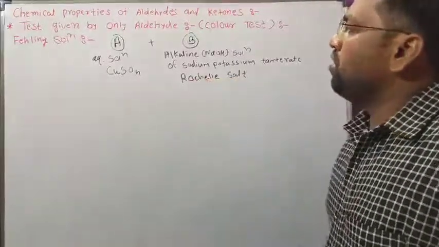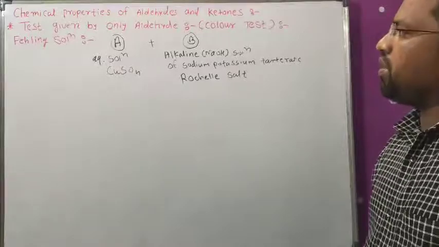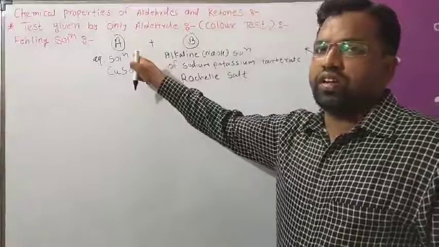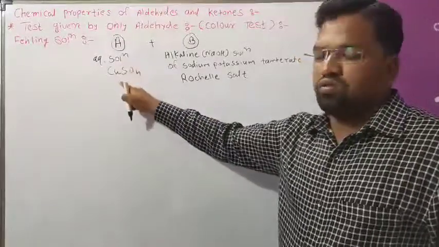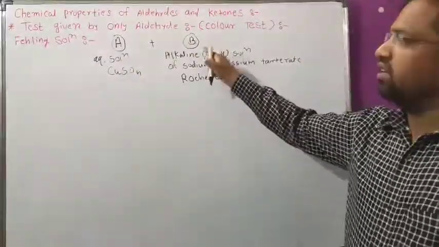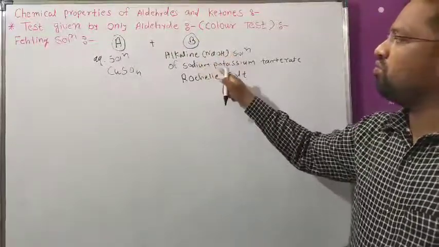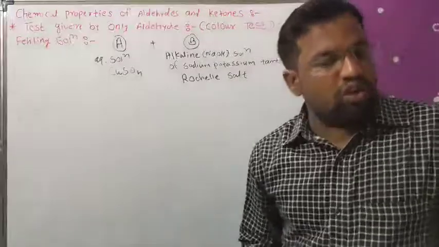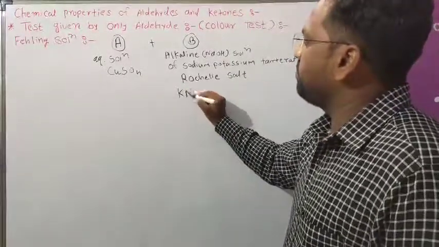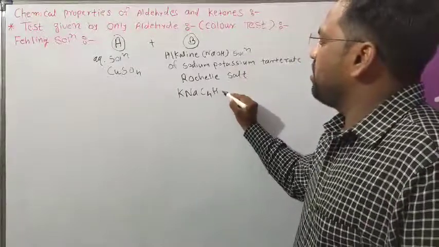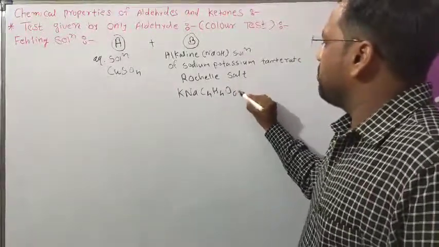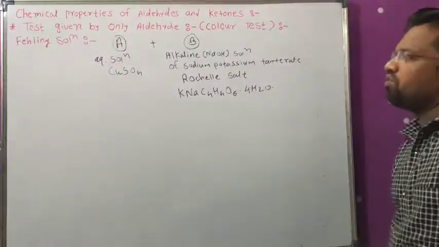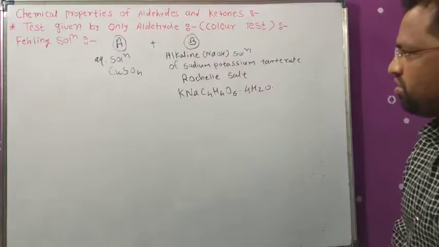Okay, so now see here, Fehling solution is prepared by mixing solution A and B. Solution A is an aqueous solution of copper sulfate and solution B is the alkaline solution of sodium potassium tartarate, that is Rochelle salt, and it has the molecular formula KNaC4H4O6.4H2O. Now this is the molecular formula of Rochelle salt, that is sodium potassium tartarate.